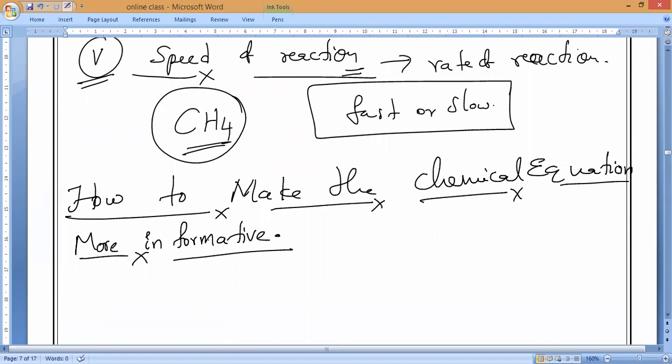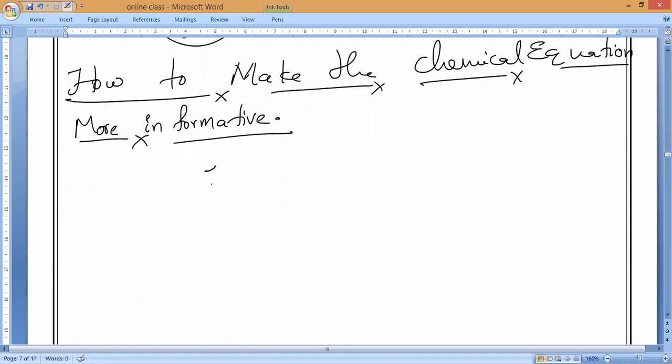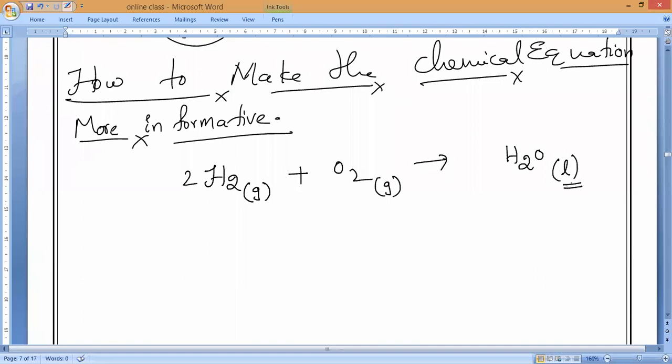Now, for example, the formation of water: hydrogen plus oxygen. It gives H2O. Clear, guys? Now, balance it. What is the hydrogen state? Gaseous state. Next, oxygen state: gaseous state. And what is the state of water? Liquid state. Clear, guys? Yes or no? So the physical state is mentioned, and we can come to know which is in gaseous, solid or liquid state. According to that, we will use different containers. Yes or no, guys?